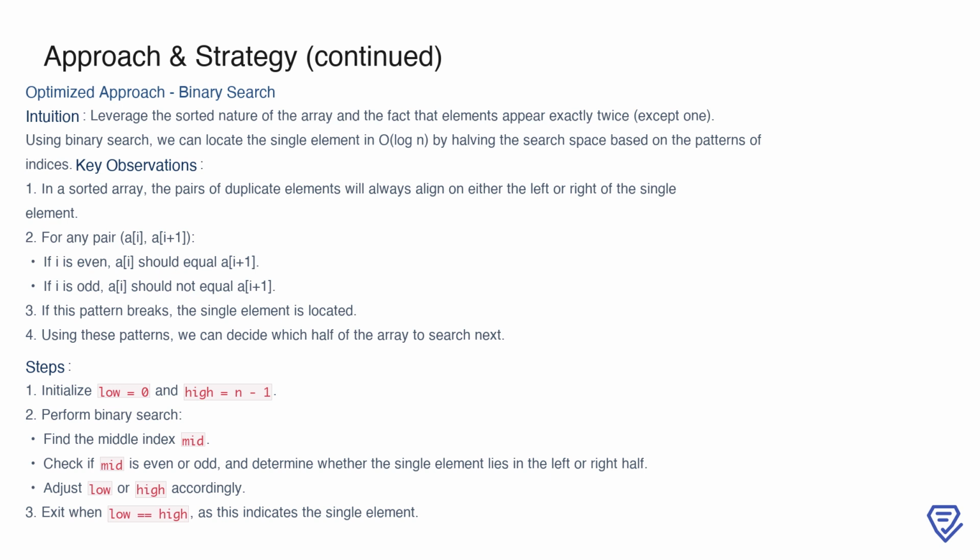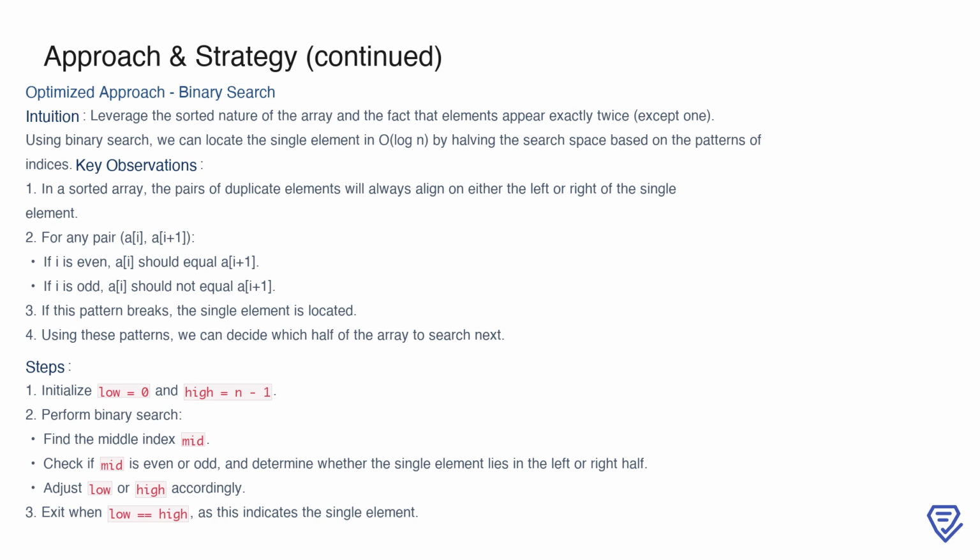The key observation here is that in a sorted array, the pairs of duplicate elements always align on one side of the single element. This alignment depends on the indices. If the index is even, the current element should match the next one. If the index is odd, the current element should not match the next one. By identifying where this pattern breaks, we can locate the single element.